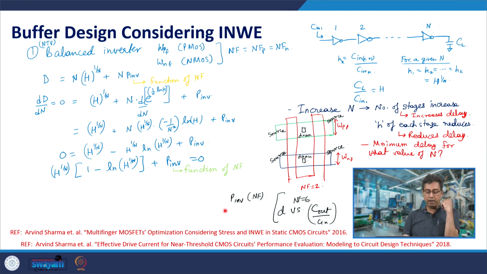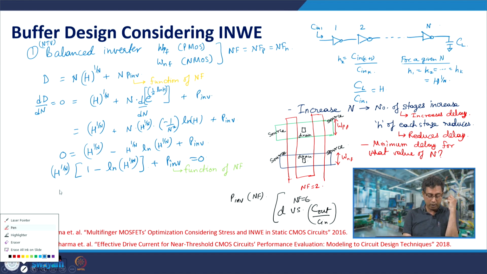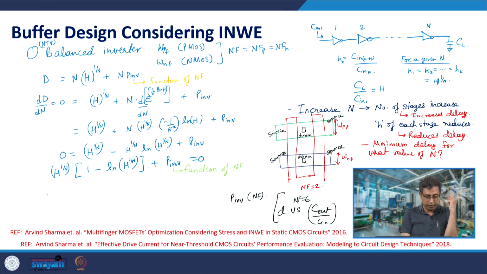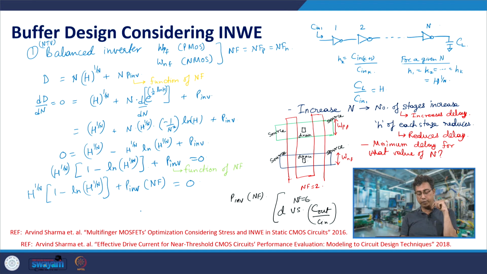For that, now use this parasitic delay of the inverter, which is a function of number of fingers. So, you will now correct this, you will now further refine this. We will say that this is h to the power 1 by n into 1 minus natural logarithm of h to the power 1 by n plus P inverter, which is a function of number of fingers. P inverter is now a function of number of fingers. So, you optimize the value of n.